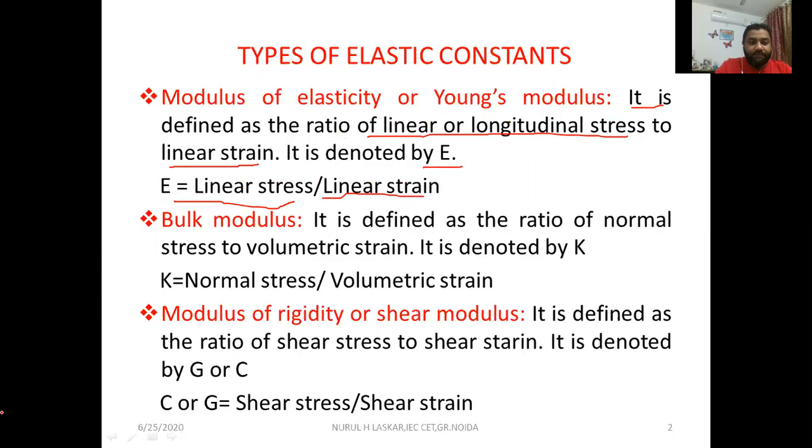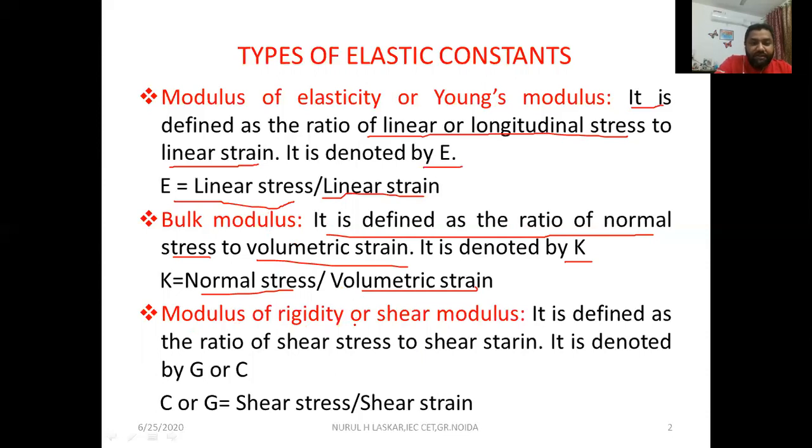Then bulk modulus. Bulk modulus is defined as the ratio of normal stress, which may be compressive stress or tensile stress, to the volumetric strain. Now, what is volumetric strain? Volumetric strain is change in volume upon original volume, and it is denoted by K. So we can say K is equal to normal stress upon volumetric strain. When a body is immersed in a fluid or liquid, the elastic constant that will develop in the material will be your bulk modulus.